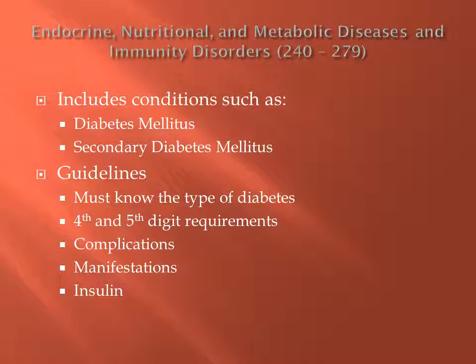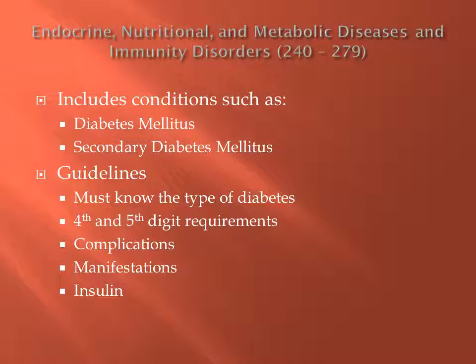Endocrine, nutritional, and metabolic diseases and immunity disorders. This includes conditions such as diabetes mellitus. In order to code diabetes mellitus, you must know the type of diabetes. Now you're going to use a 0 for your 5th digit for the type 2 or unspecified type, controlled or not identified as uncontrolled. 1 will be used for a type 1 juvenile type, controlled or not identified as uncontrolled.